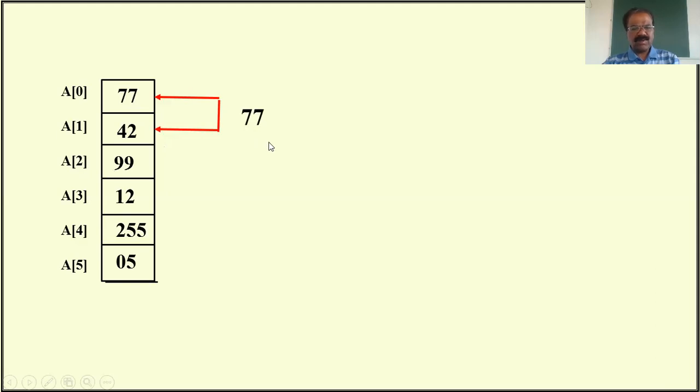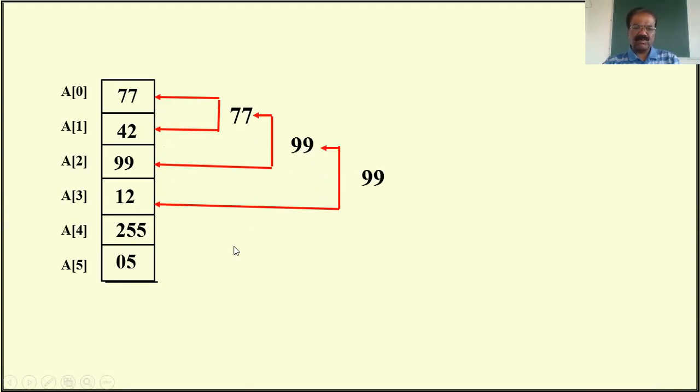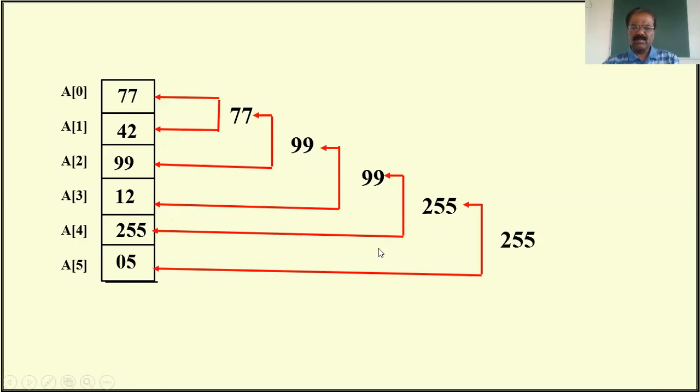Then we have to compare 77 with 99. Now I'm getting 99. Then 99 with 12, once again the largest number is 99. Then I have to compare 99 with 255, and then 255 with 05. The largest number is 255.